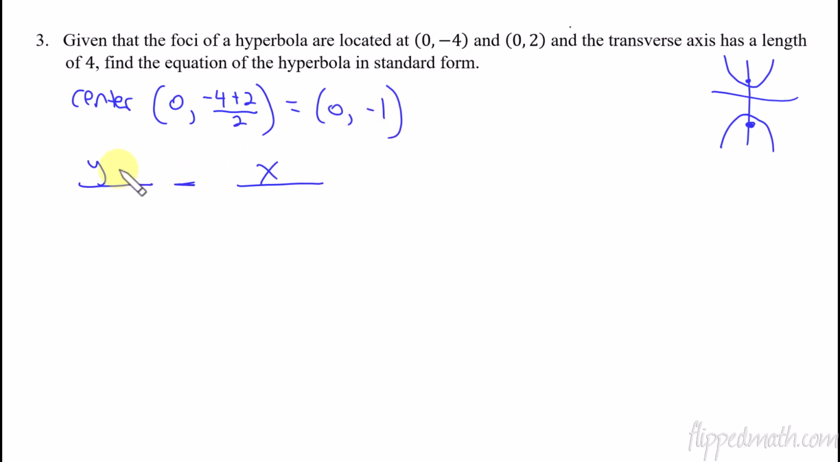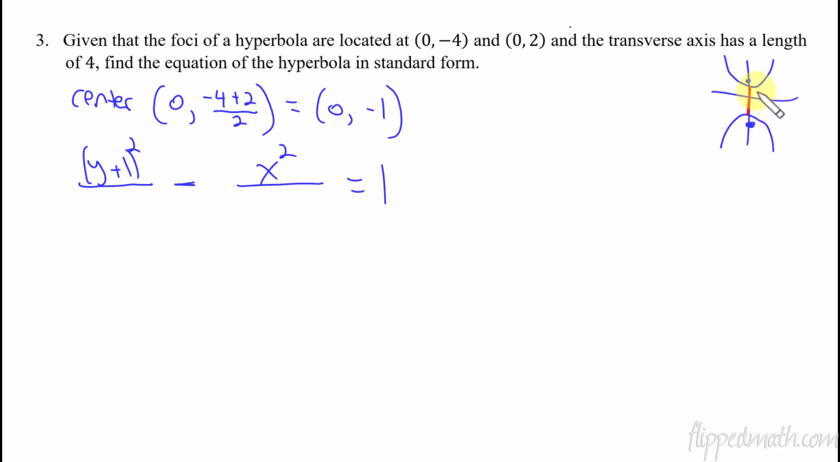0 with a -1 is 0 plus 1, quantity squared. And this one is just a 0 with the x, so I'm just going to say x squared. And then this has to equal 1. Okay, we're almost done. All I need now is the bottom here. The transverse axis has a length of 4. So what that tells me is that this number here, whatever that value is... how do I say this without using a and b? So this whole thing there to there is 4.